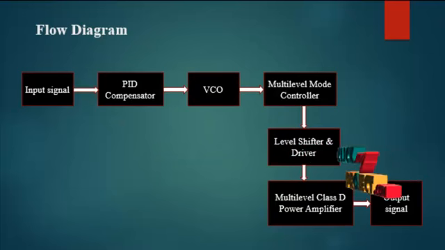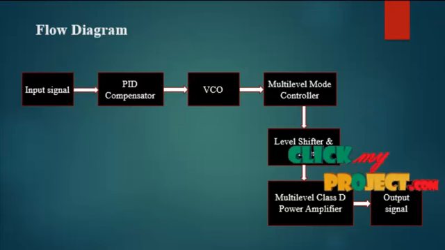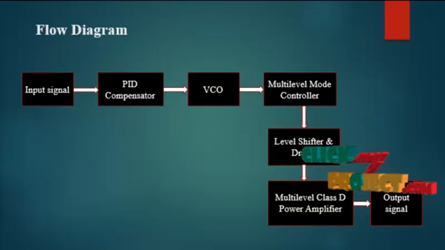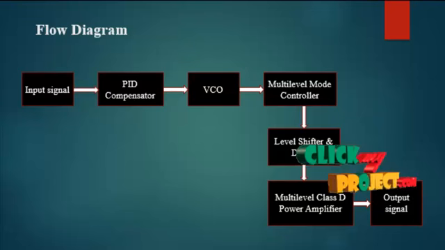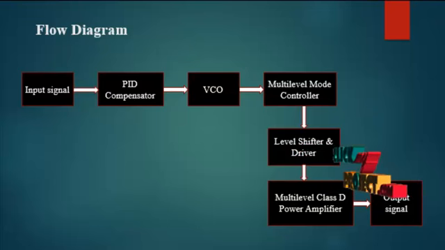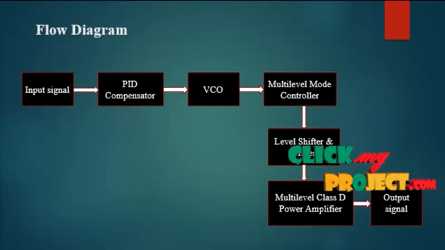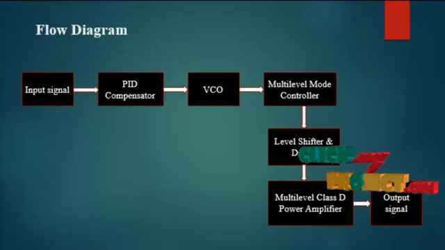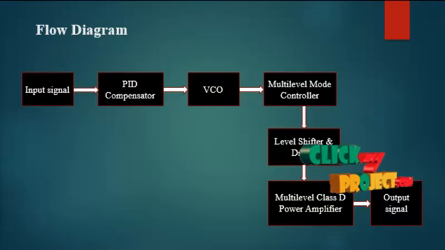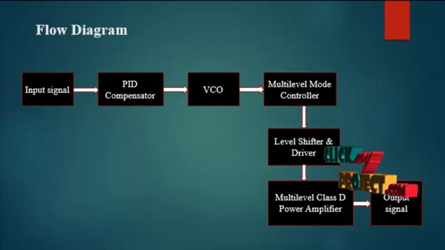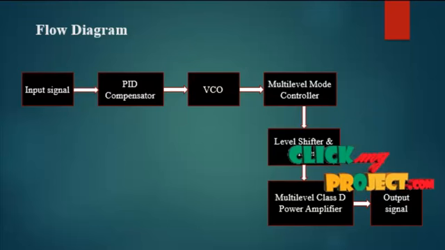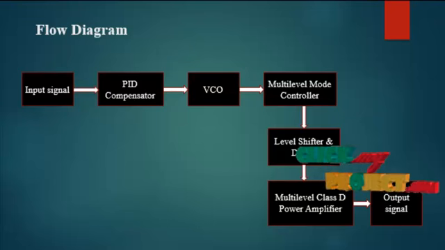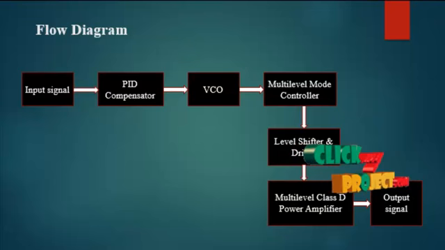Now we are going to discuss the flow diagram of our product. We are using 4 different modules to implement our product. They are the PID compensator, non-overlapping operations, level shifter and driver, and then the multi-level Class D power amplifier. The PID compensator contains some capacitors and resistors and then an amplifier. The output of the amplifier is directly applied into the non-overlapping operation.